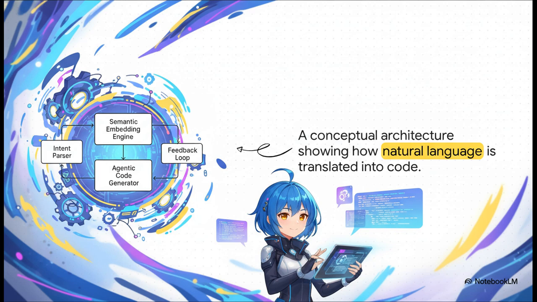Just look at this conceptual architecture. It shows you how complex this whole process really is under the hood. It's not just one step. First, an intent parser has to figure out what you even mean. Then a semantic embedding engine translates that into a mathematical form the AI can use. Then the agentic code generator actually writes the code, and a feedback loop lets you refine it. A mistake or a misunderstanding at any of those points can cause huge problems down the line.